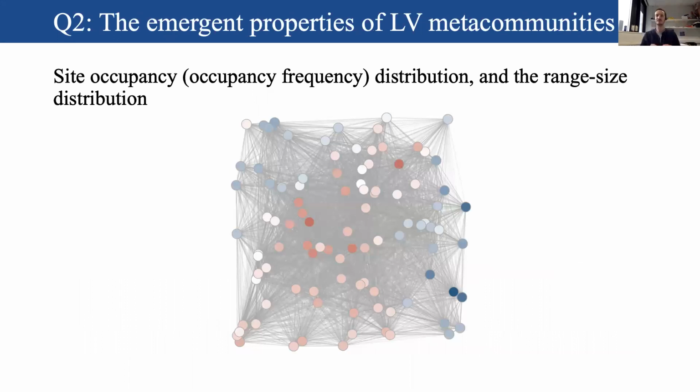Okay, so let's move on now to consider some of the emergent properties of the metacommunity models that are not predicted by analysis of the zero-dimensional case.